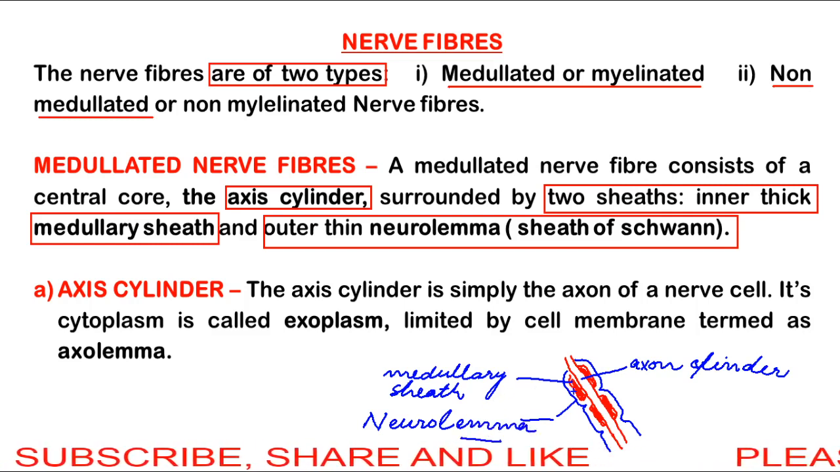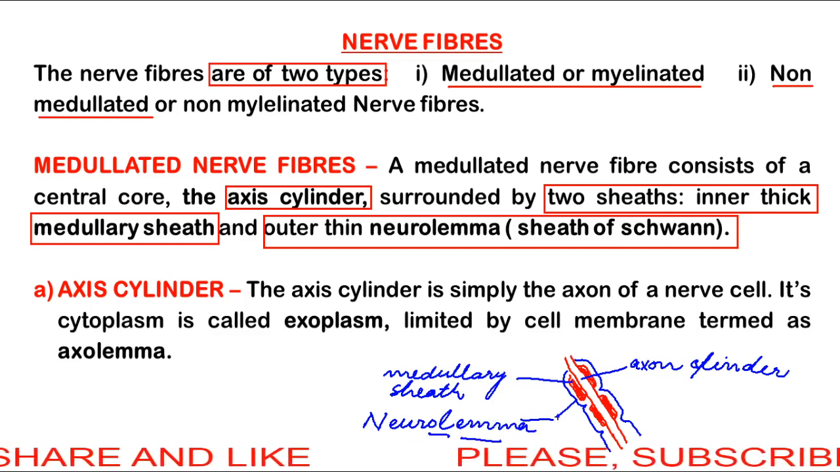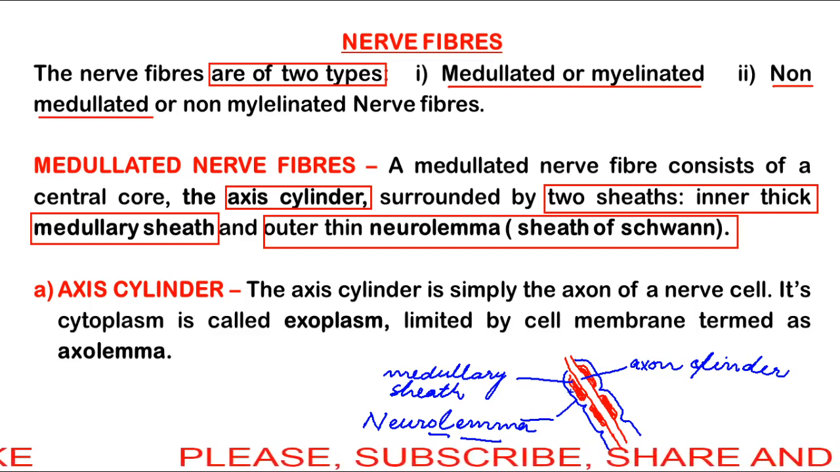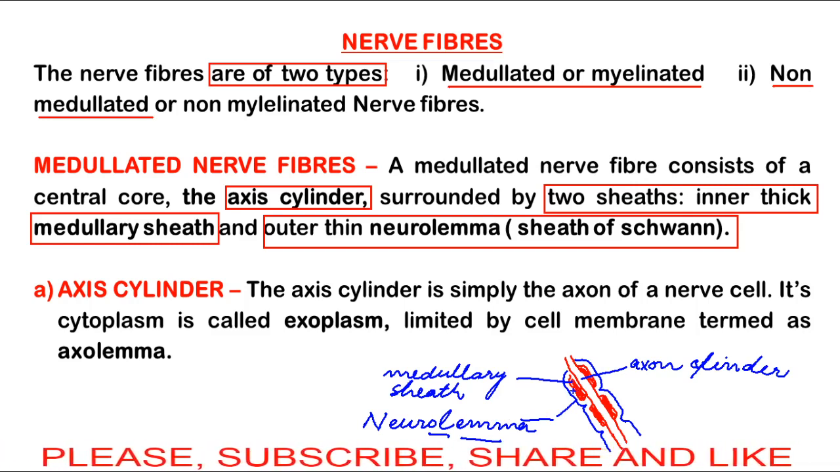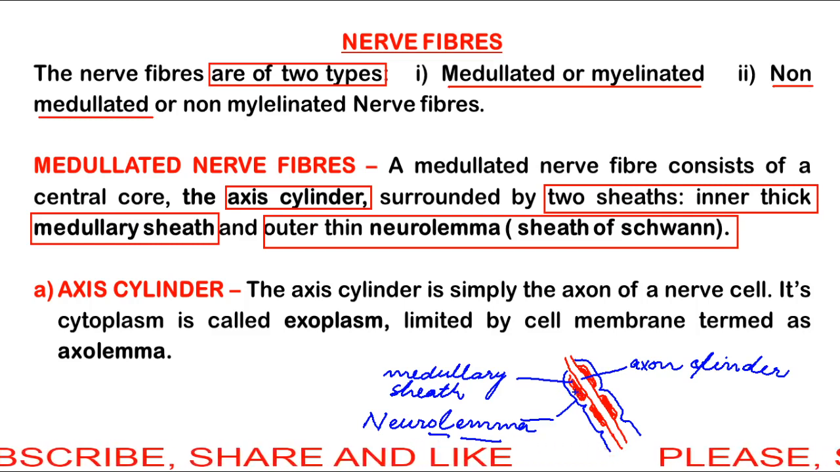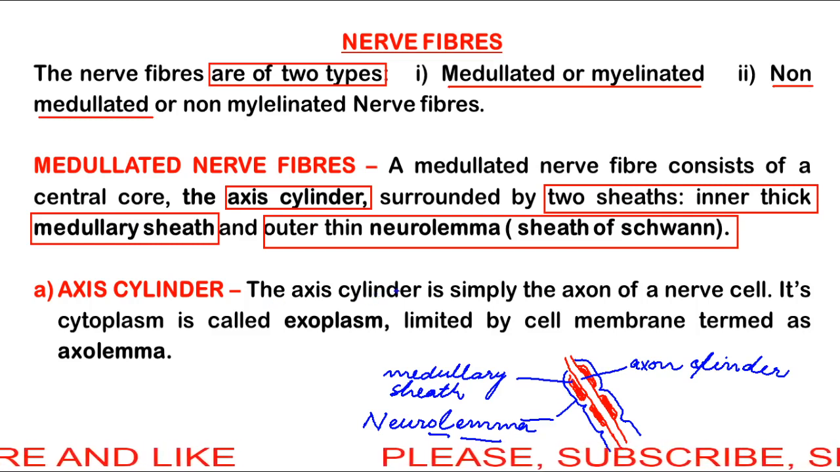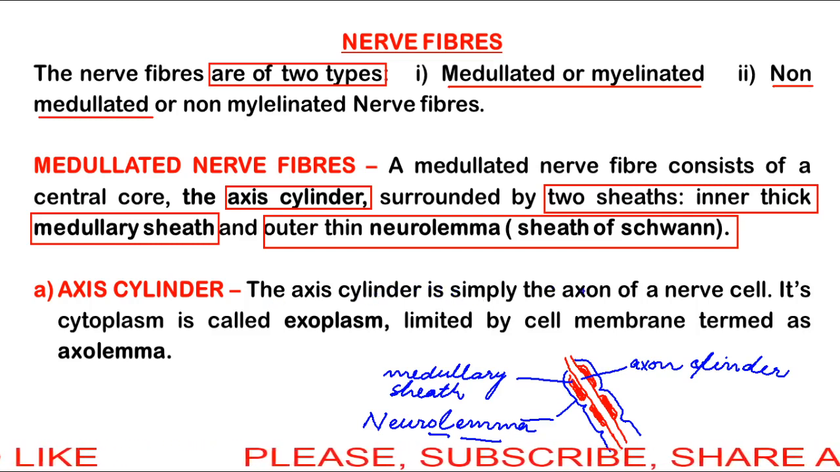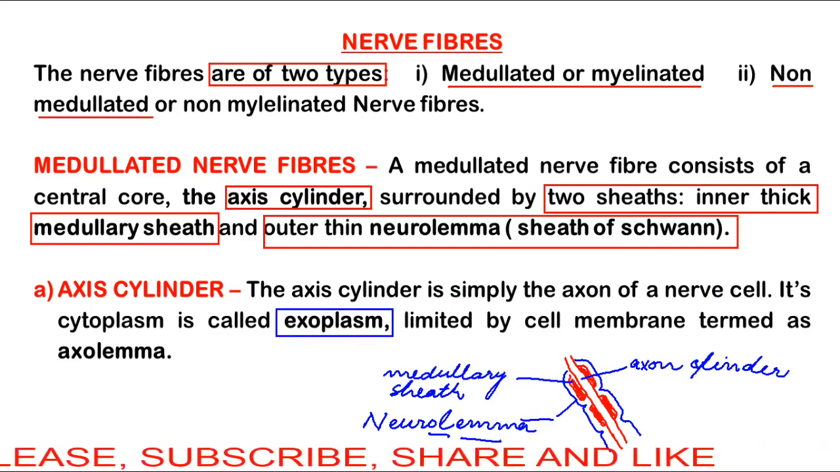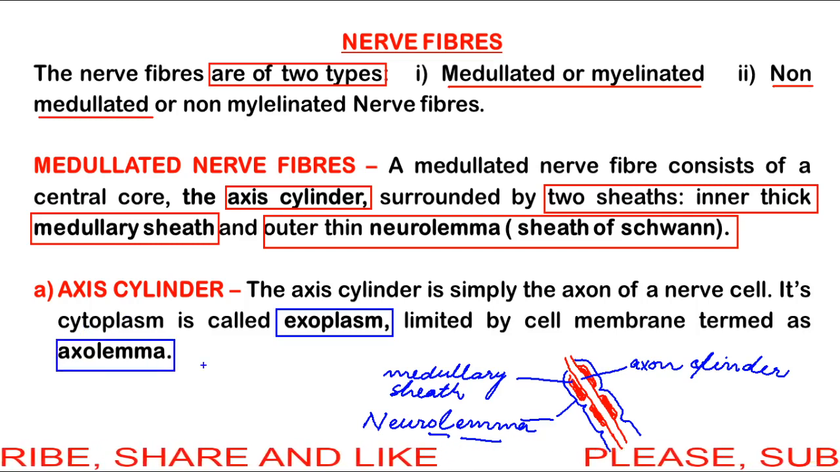Or sheath of Schwann. The function of this neurolemma or sheath of Schwann is to produce the myelin sheath. The myelin sheath or medullary sheath is white. It appears white in color because it is made up of protein and fatty substances. The axon cylinder is simply the axon of the nerve cell. Its cytoplasm is called axoplasm and its membrane is termed axolemma.